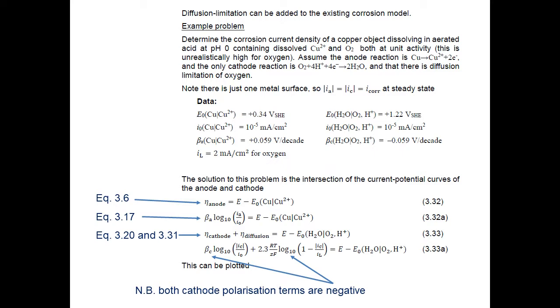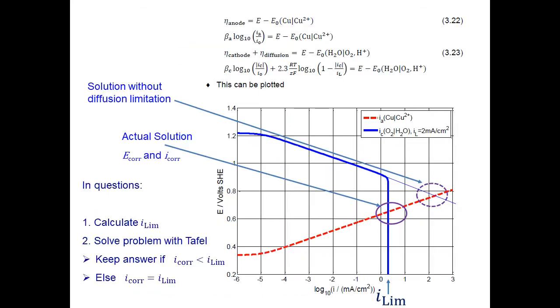Now the solution to this equation is best found by plotting the graph below. But we have equation 3.32, the anode polarization which comes about from Tafel limitation on the copper, and 3.33, this is the total cathode polarization. This includes the Tafel term, and it also includes this diffusion term which we derived above in equation 3.31. If we add those two terms together, it's difficult to solve algebraically, but we can computationally consider a lot of possible current densities that we might have.